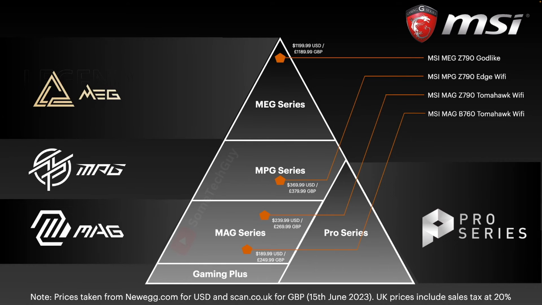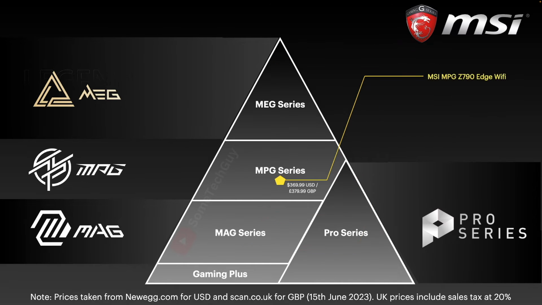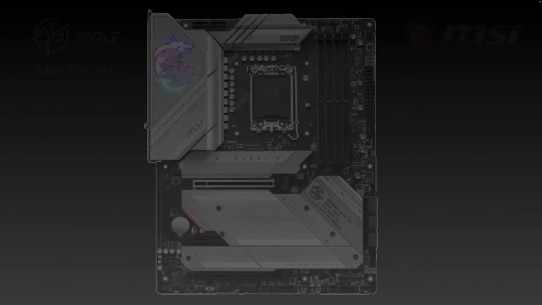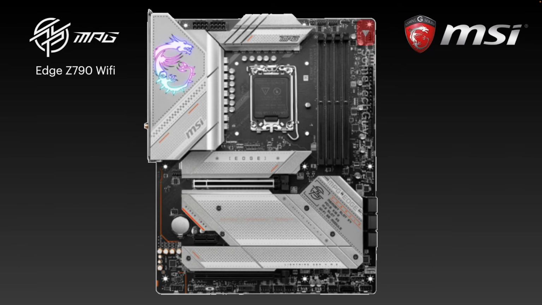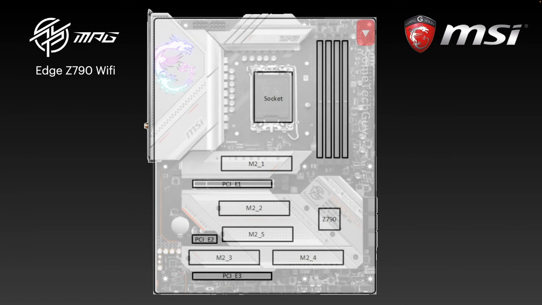Next, we look at the MPG Z790 Edge, which is the next product tier, priced at $370, which is a 54% increase on the Tomahawk Z790, or $130 in this case. So it is a considerable price step. And interestingly, from a connectivity perspective, it's almost indistinguishable from the Tomahawk.